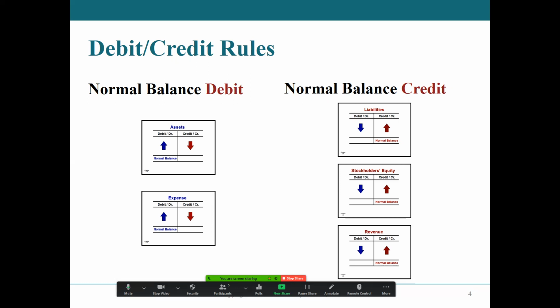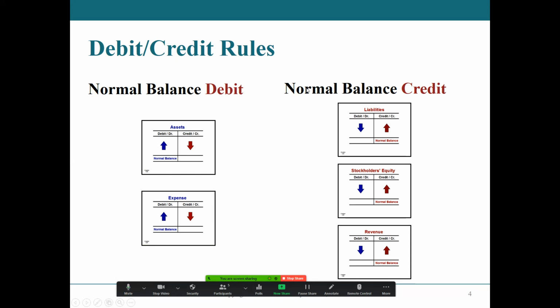Some accounts are increased with a debit, or an entry on the left. Asset accounts are increased with a debit. Expense accounts are increased with a debit. And though it's not on this page, dividend accounts are also increased with a debit, which means they'll be decreased with a credit.